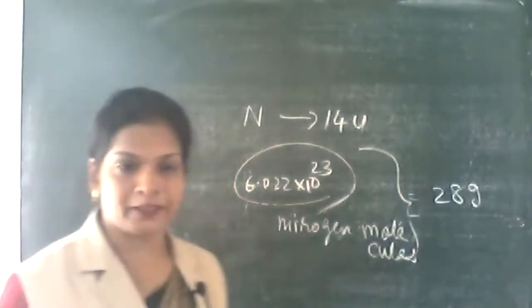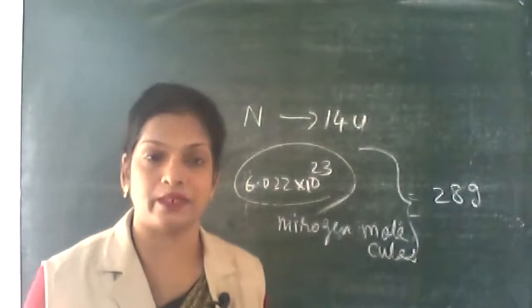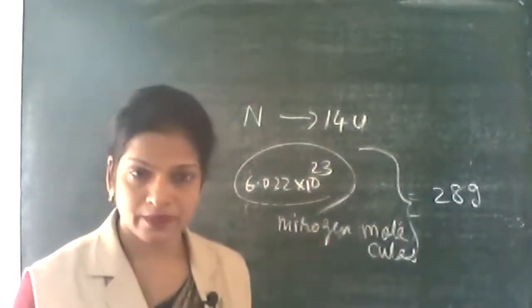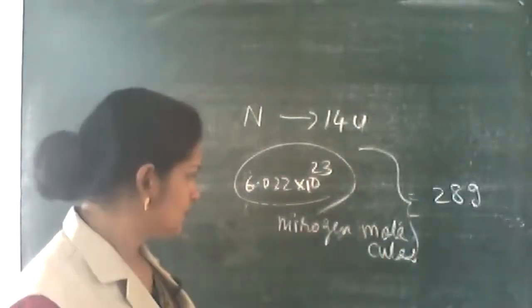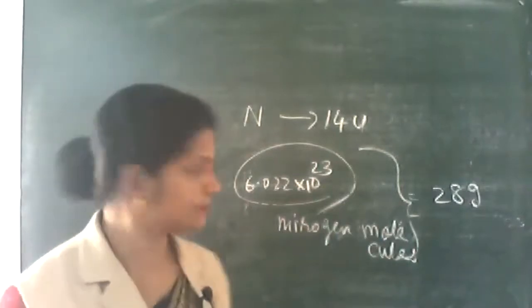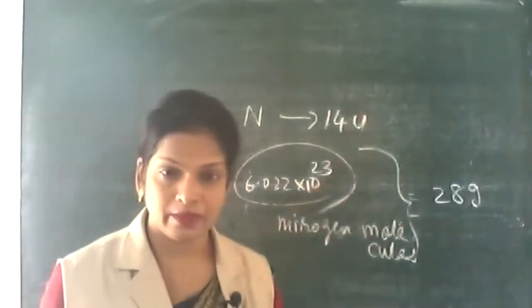Nitrogen exists as N2 only. If they simply say nitrogen, the molar mass is 28 grams. If they simply say nitrogen gas, the molar mass is 28 grams.